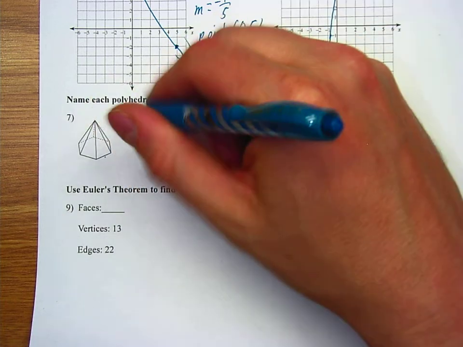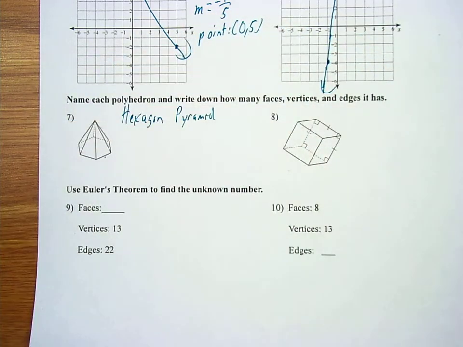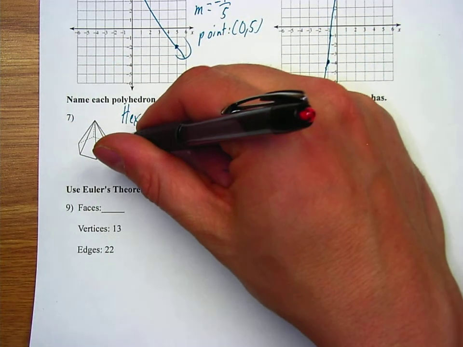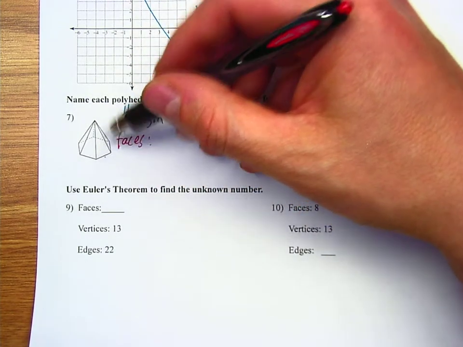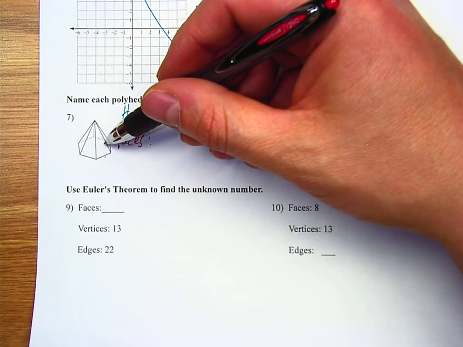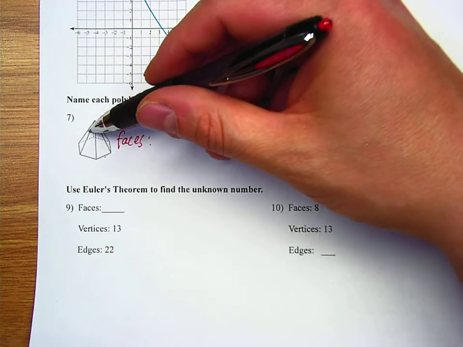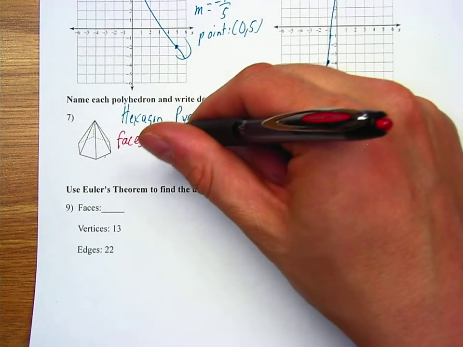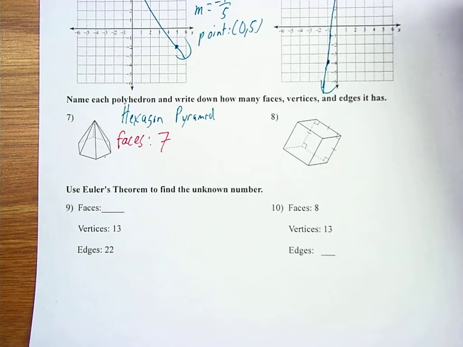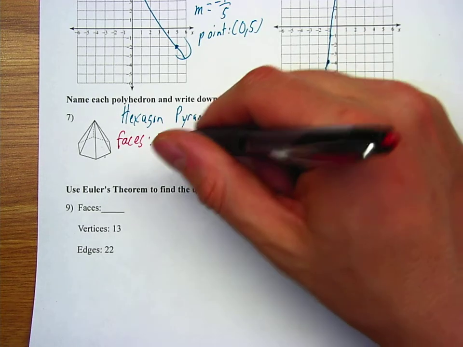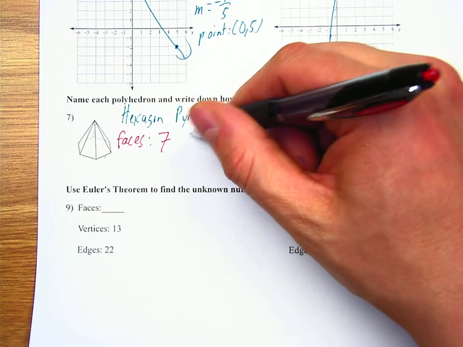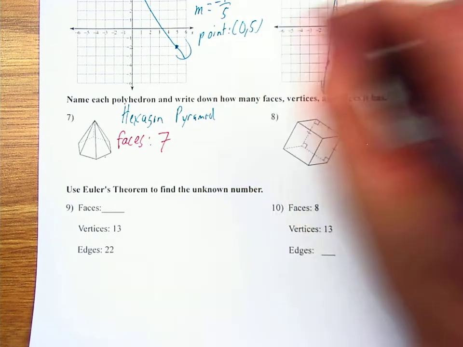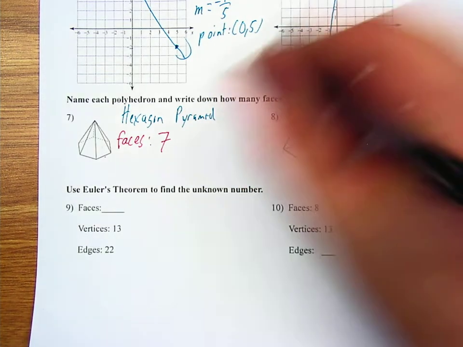The faces, again, are the sides, or the number of polygons that the shape contains. So it has the hexagon on the bottom, plus 6 triangles. So it's got 7 faces, 1 hexagon and 6 triangles. If it helps you, you can write down the shapes here next to this. 1 hexagon and 6 triangles. All right, the edges, the vertices.